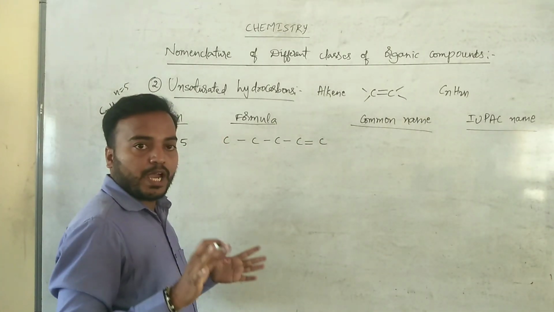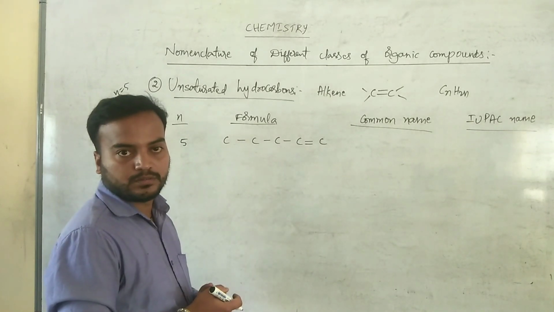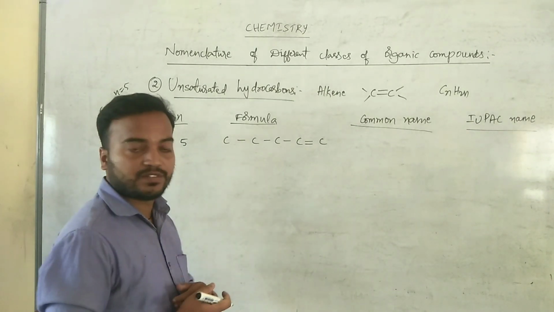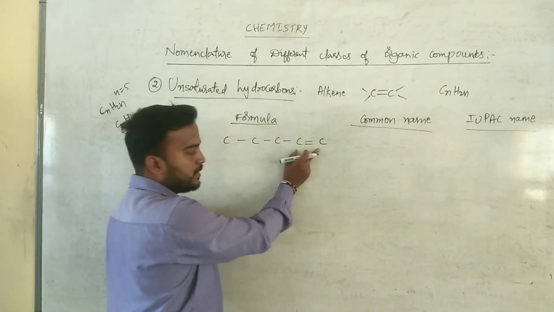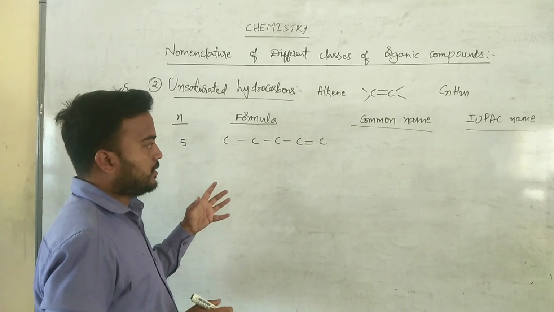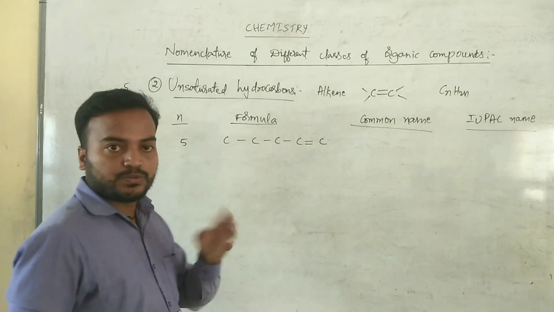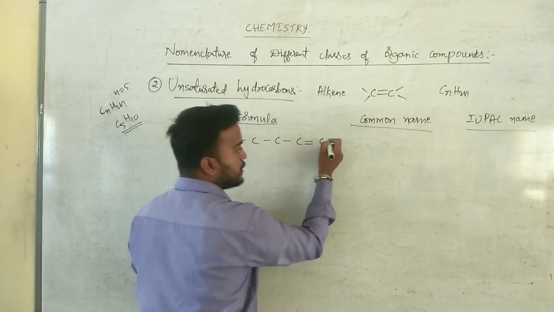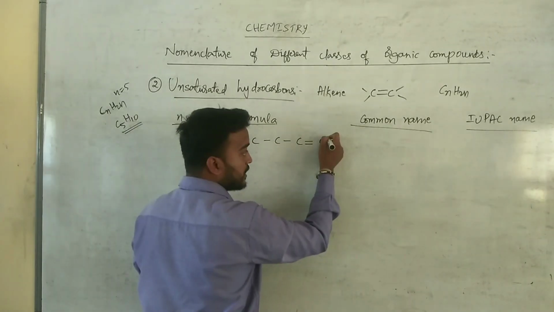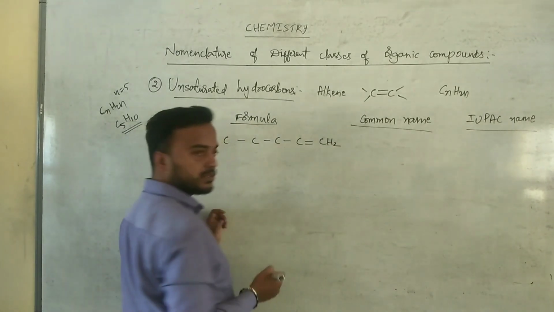Now we have to satisfy the octet rule, or the carbon valency. This carbon contains 2 bonds. The valency for a carbon atom is 4. This carbon already contains 2 bonds, so it requires only 2 hydrogen atoms.